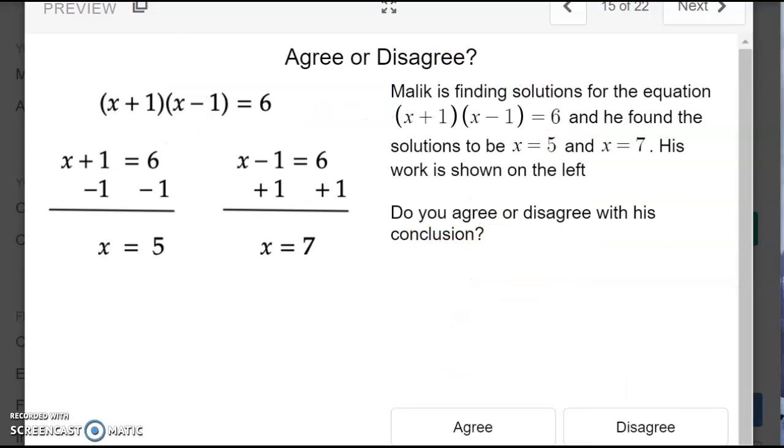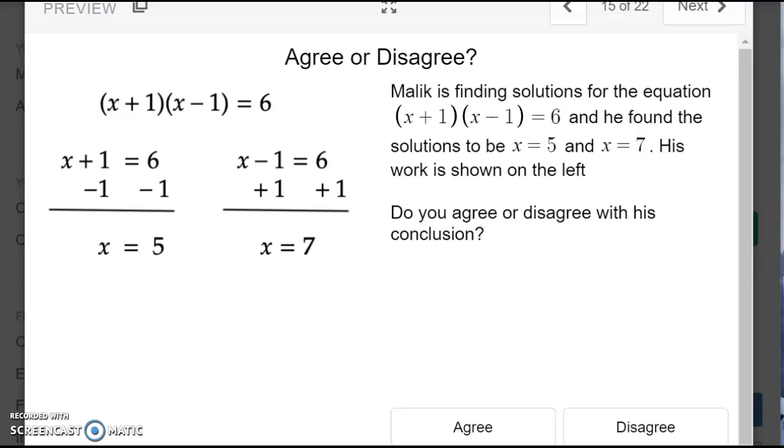Okay, number 15. Malik is finding the solution for the equation x plus 1 multiplied by x minus 1 is equal to 6, and he found the solution to be x is equal to 5 and x is equal to 7. His work is shown on the left. Do you agree or disagree with this conclusion?